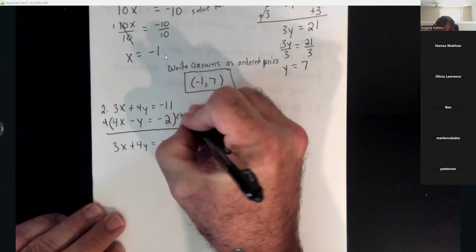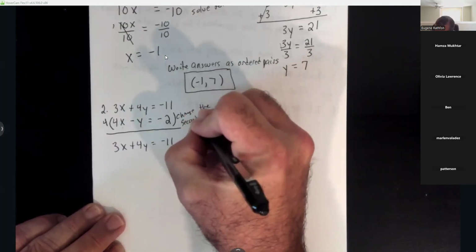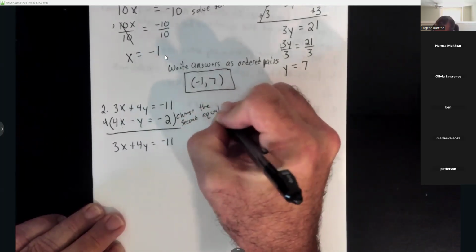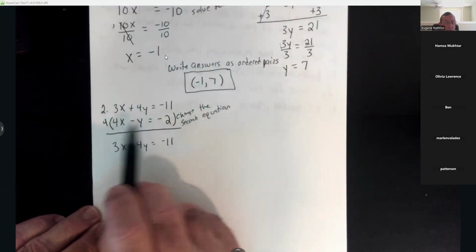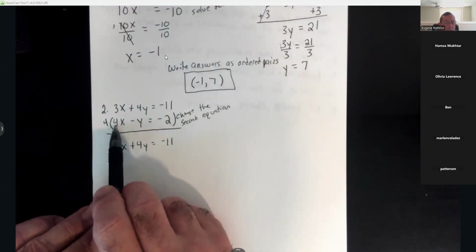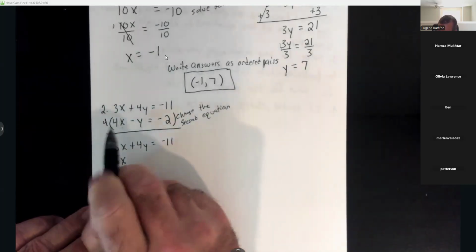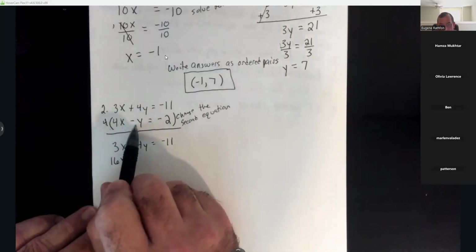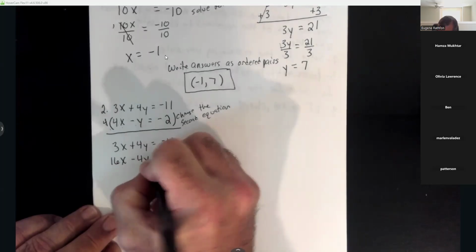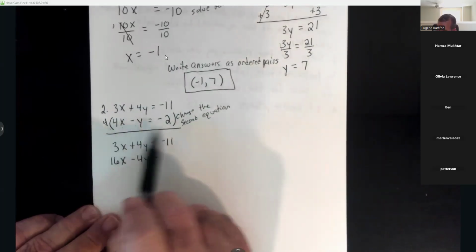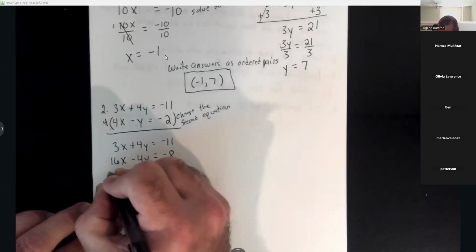And then right here, we're going to change the second equation. And we're going to multiply by 4. Everything's going to get multiplied by 4. So 4 times 4 makes that 16x. 4 times negative 1 makes that a negative 4y. And then 4 times negative 2 is a negative 8.